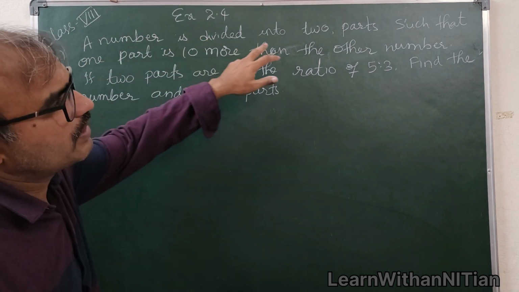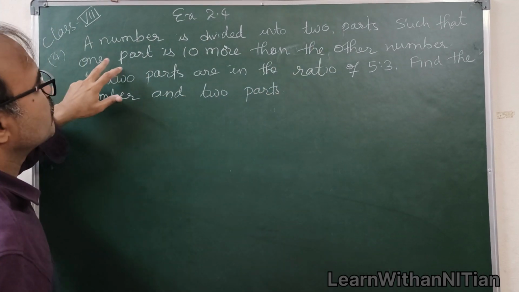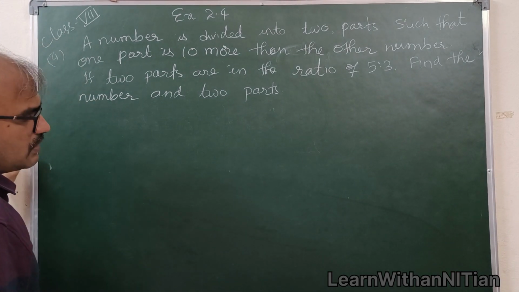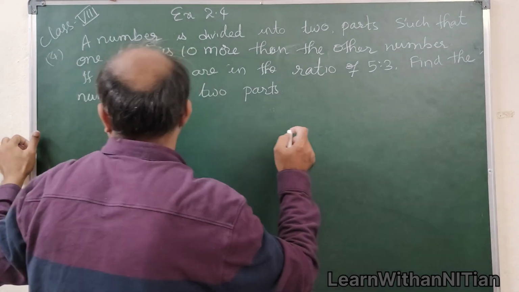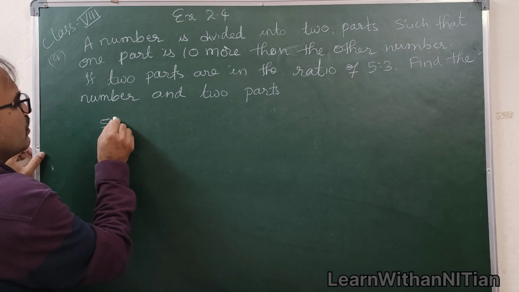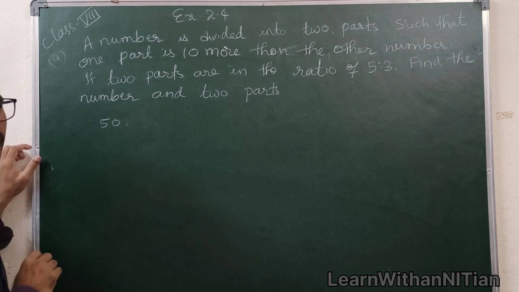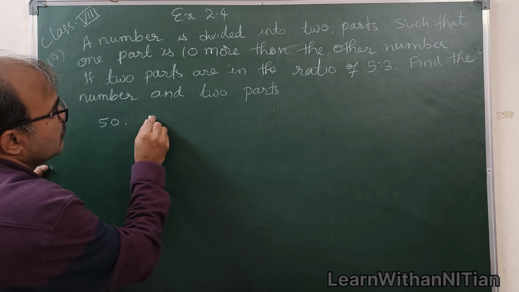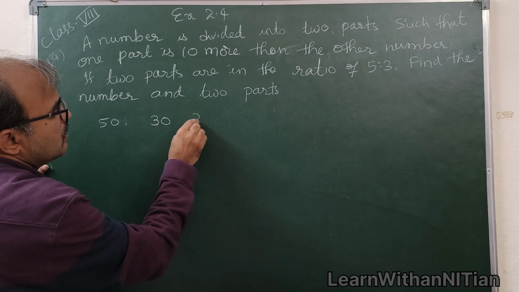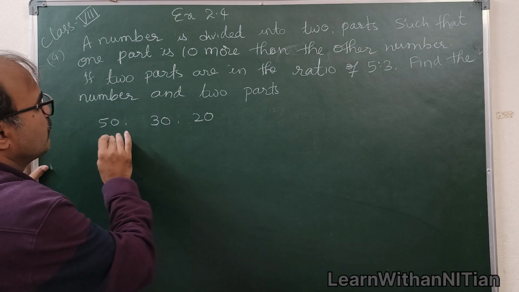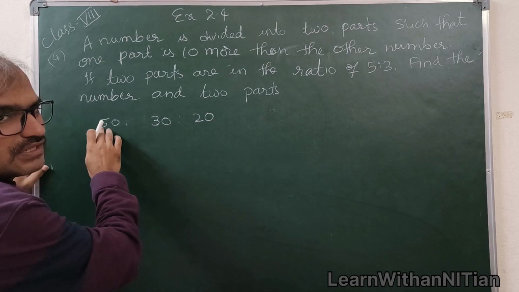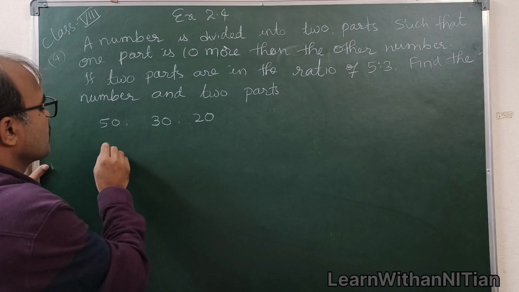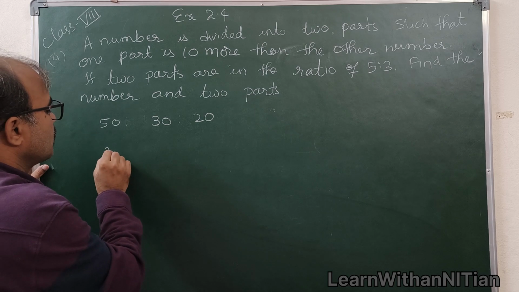A number is divided into two parts such that one part is 10 more than the other. It is like if you take the number 50, we have to divide this number in two parts such that one number is 10 more than the other. So one number will be 30, the other number will be 20, right? We consider the number 50. So 50 is divided into two parts so that one is 10 more than the other. If you consider any number, you can divide like that.